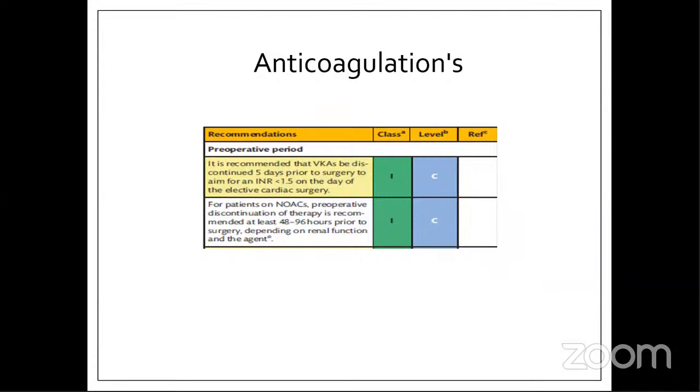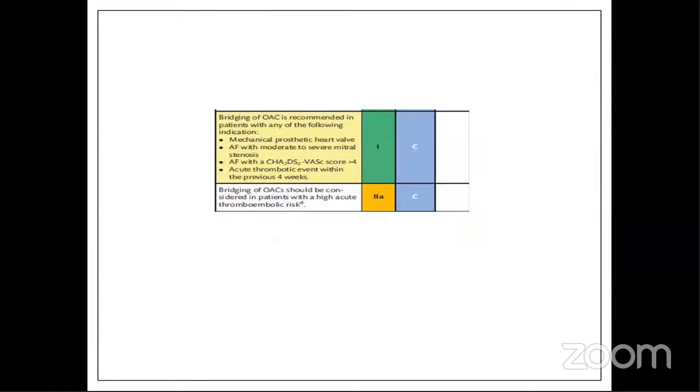Patients on warfarin should stop it 5 days before surgery. And you should aim for an INR of less than 1.5 the day of surgery. Patients on NOAC, apixaban, rivaroxaban, it should be considered to stop them at least 2 to 4 days before surgery. Preoperative bridging poses a risk for bleeding. Therefore, not all patients on oral anticoagulation should be bridged.